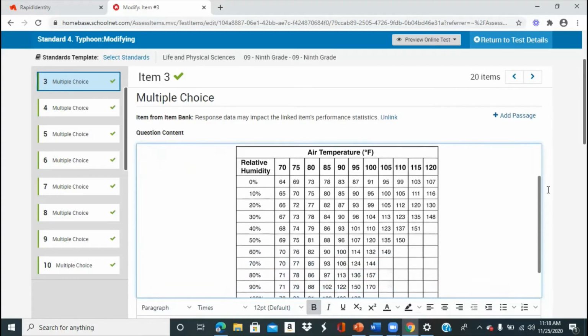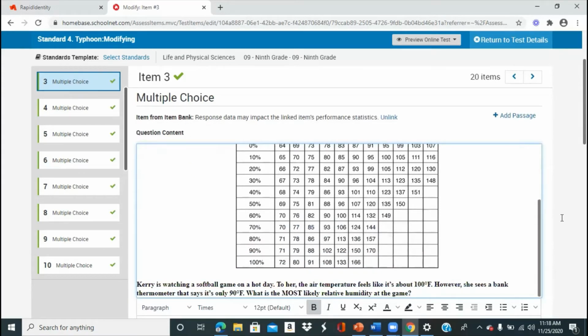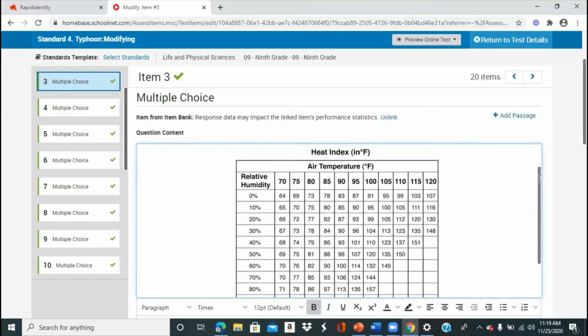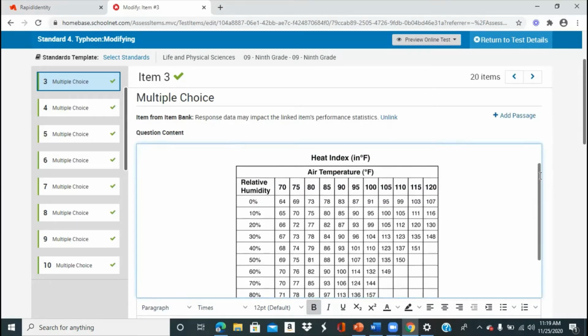So using the same heat index chart, you have to evaluate the scenario here. Carrie is watching a softball game on a hot day. To her, the air temperature feels like it's about 100 Fahrenheit. However, she sees a bank thermometer that says it's only 90 Fahrenheit. What is the most likely relative humidity at the game? You have to use all the given data to get the relative humidity. So let's go back to this chart, the heat index in Fahrenheit and air temperature.